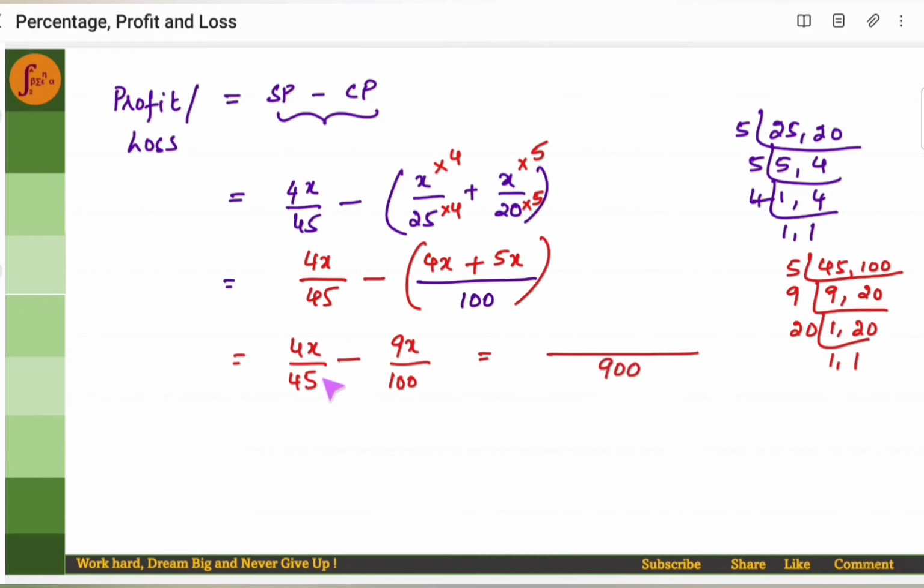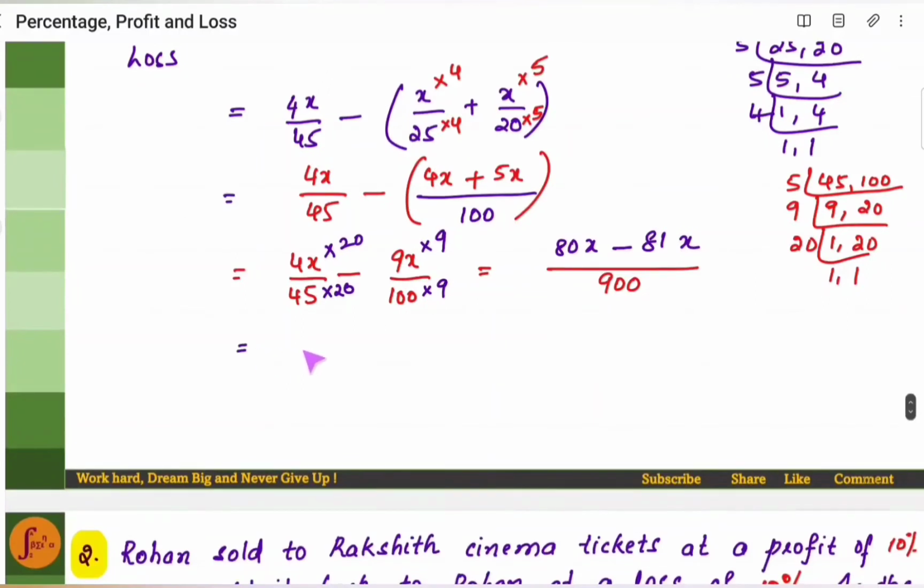To get 900 as the LCM, how many times should I multiply 45? 20 times. That means I have to multiply the numerator 20 times. 20 into 4x is 80x minus. Now to get 900, how many times should I multiply this 100? 9 times. That means I have to multiply the numerator. So 9 into 9 is 81x. So I'll get minus 1x by 900.